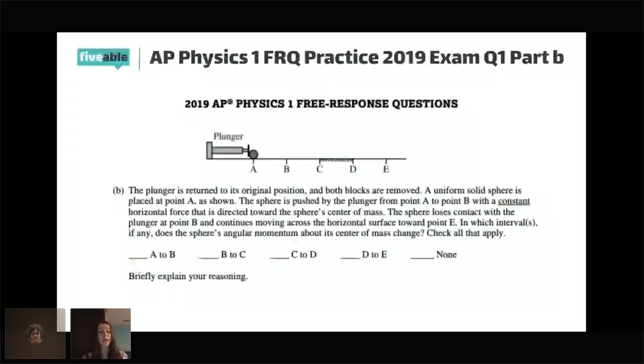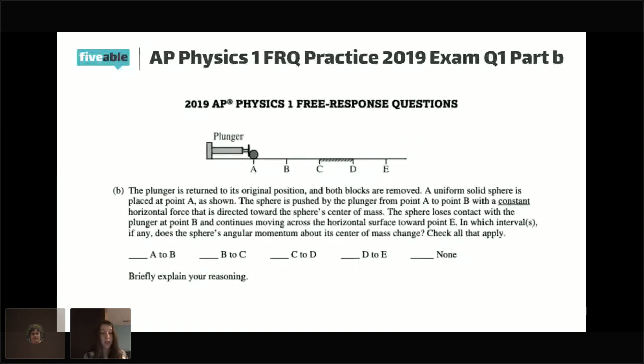So for part B, now the plunger is returned to its original position and our blocks are both removed. So we have a uniform solid sphere that's placed at point A as shown. And the sphere is going to be pushed by the plunger from point A to point B, kind of going through the same thing. So in which intervals, if any, does the sphere's angular momentum about its center of mass change? Check all that apply.